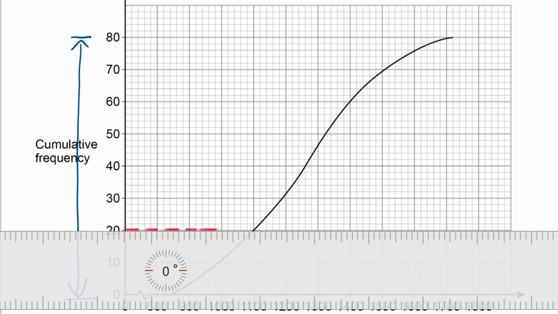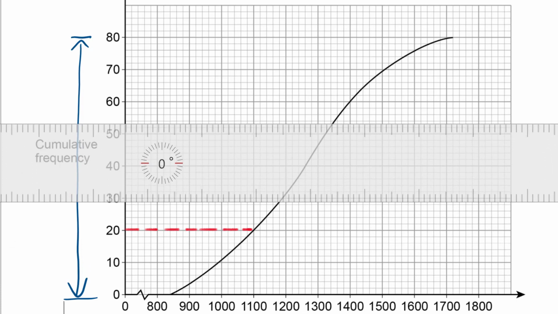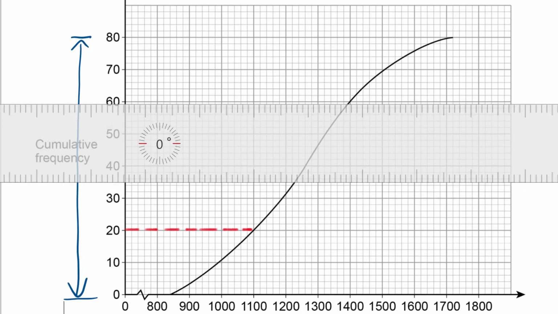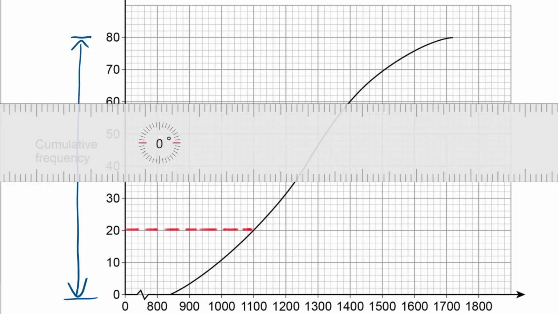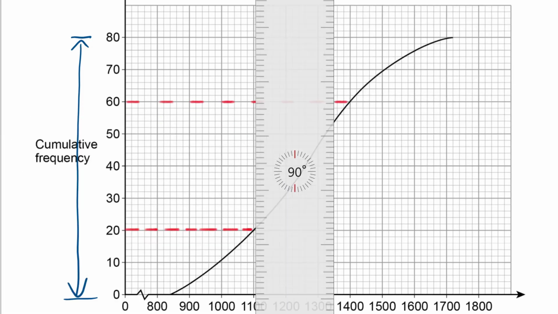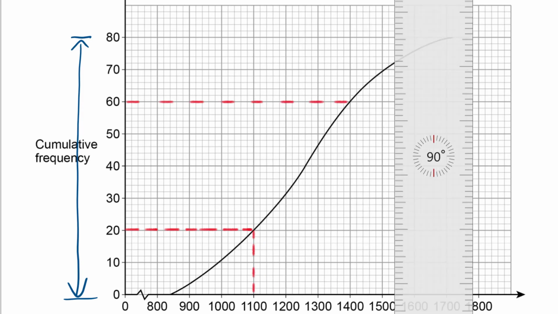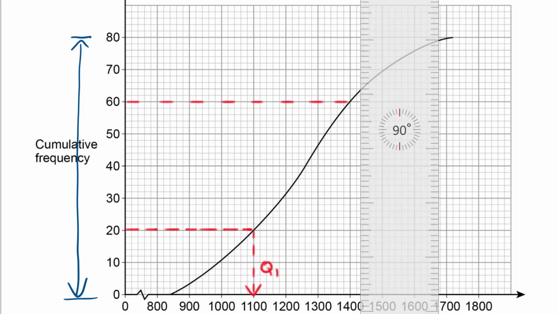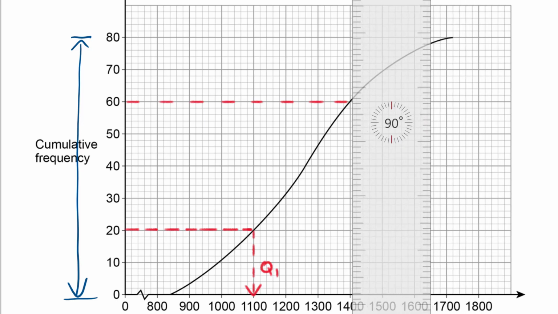Three quarters of the way through is going to be reading across at 20 times 3, which is 60. When we hit the curve, we switch and draw down. So my Q1 is there, that's the lower quartile, and my upper quartile is here.